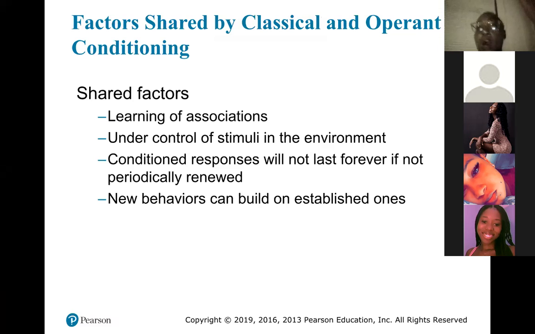All right. So for the rest of this chapter, again, we're going to have a quiz on Monday. So be sure to review, again, the shared factors, shared concepts between operant and classical conditioning, looking at things like there's a level of association. There's always a stimulus in the environment. The conditioned results may or may not last forever, depending on the frequency with which they are renewed. So like you can stop responding to a thing in a certain way. They may go completely extinct. They may reappear at some point.